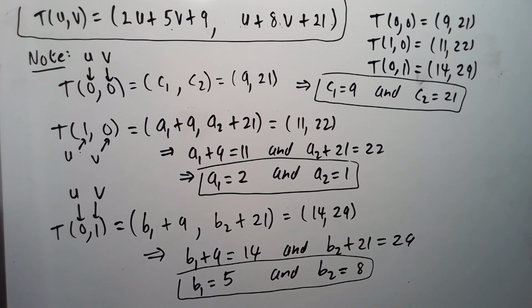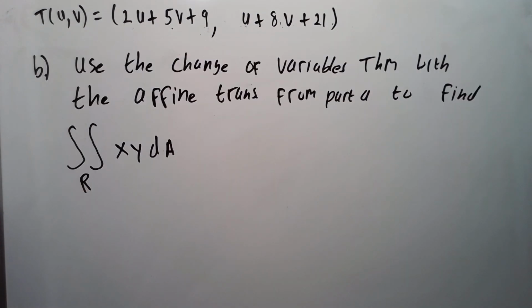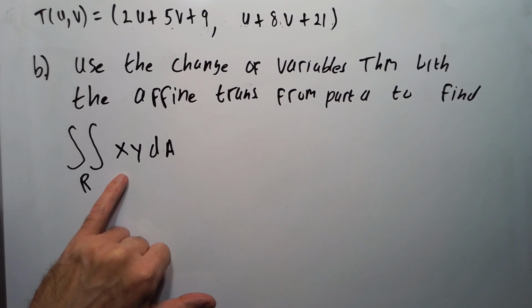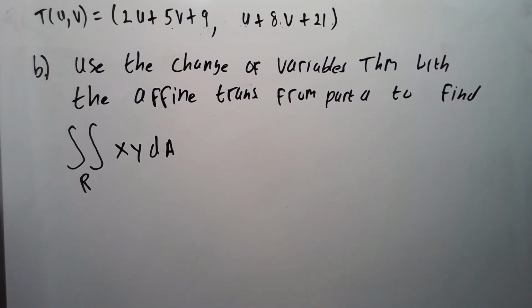So we're done with part A. So let's move on to part B now. Okay, so here's part B. Use the change of variables theorem with the affine transformation from part A to find the double integral over region R of xy dA. So the xy is my f.